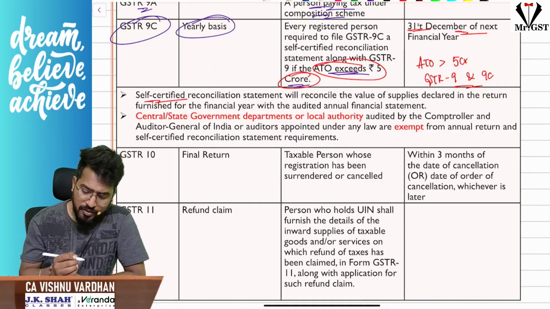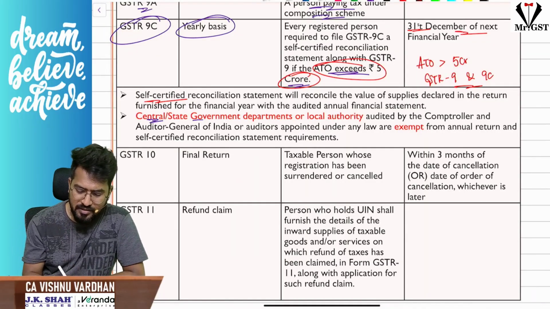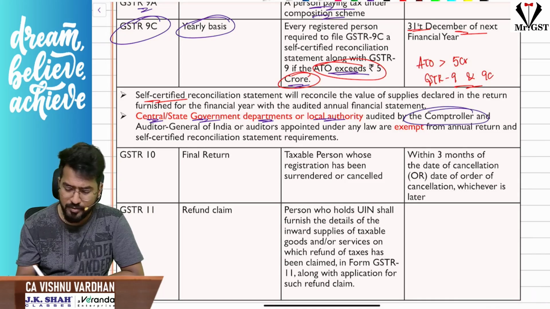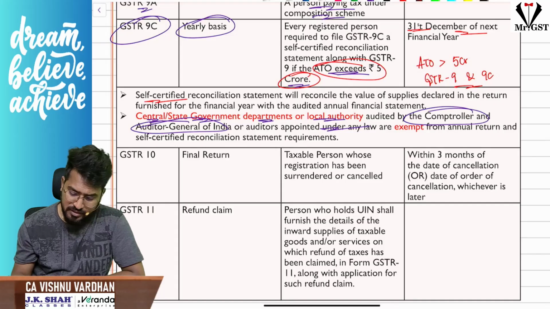GSTR 9C is not applicable for central, state government departments or local authorities which are audited by Comptroller and Auditor General of India or auditors appointed under any law. For them, this 9C is not applicable.